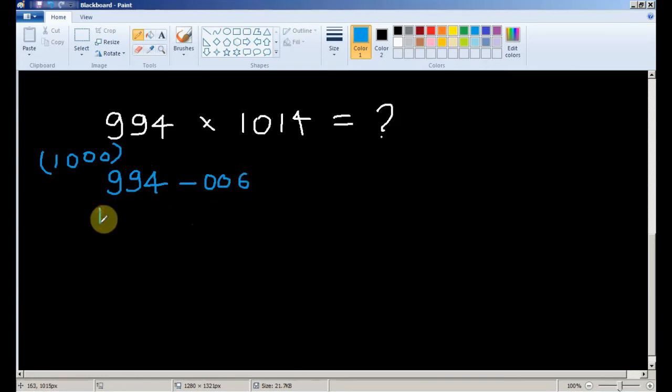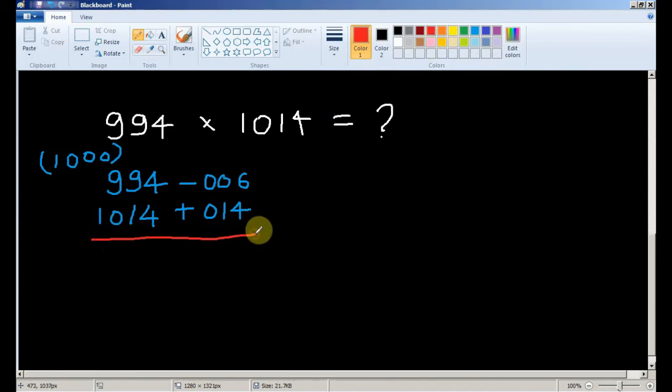Similarly, you can write down 1014, and this time it is going to be plus because it's more than the base. And now you occupy 3 digits, so it's going to be 014. Okay, so once you have done that, what is next?